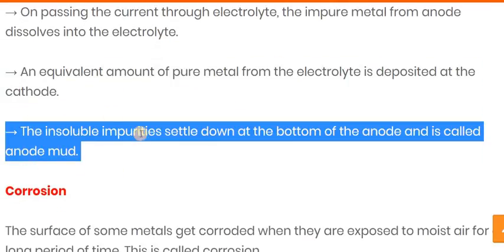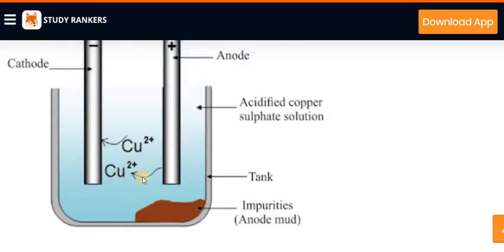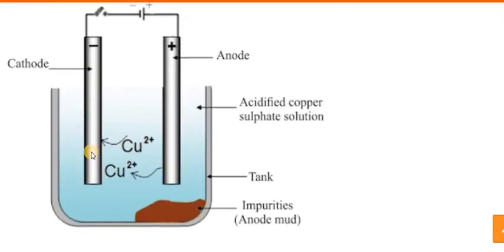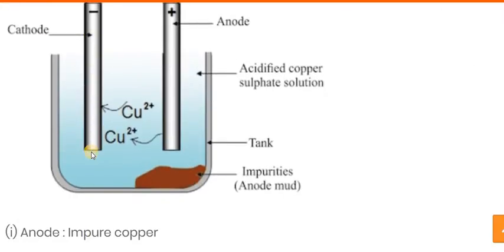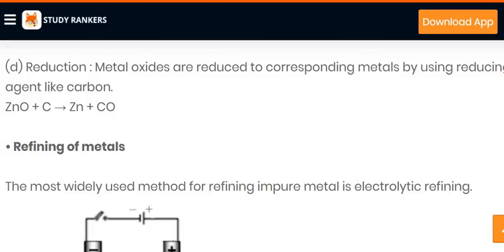Now the insoluble impurities which settled down at the bottom of the anode are called the anodic mud. Here you can see this is called the anodic mud. Now the pure copper that is released, we get on the cathode. So this is how electrolysis works, and instead of copper you can also write down the process of water, meaning hydrogen gas and oxygen separation by the electrolysis process from the first chapter as well. This depends on you, both are correct. Now let's move further.